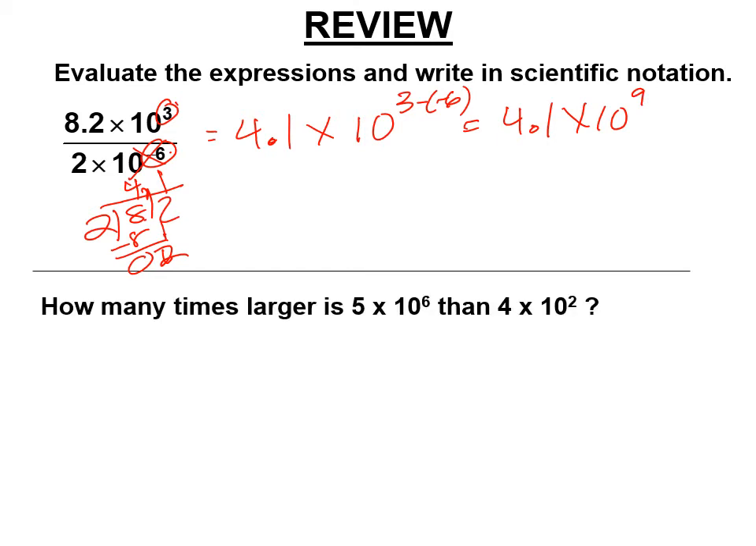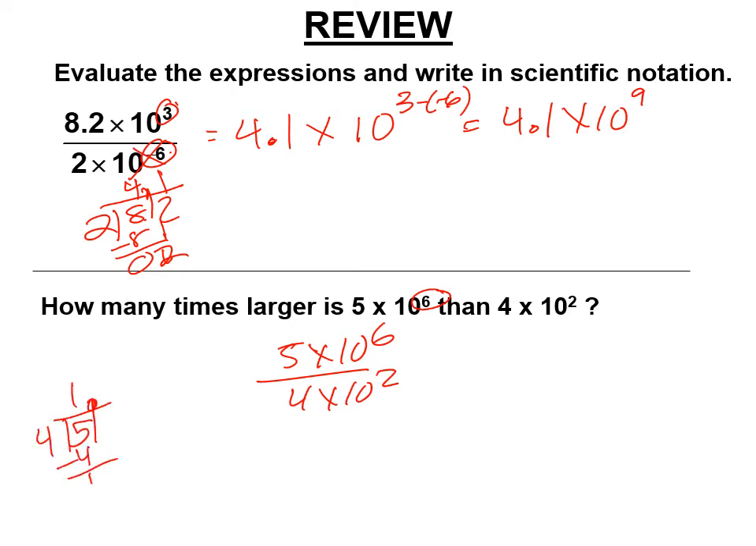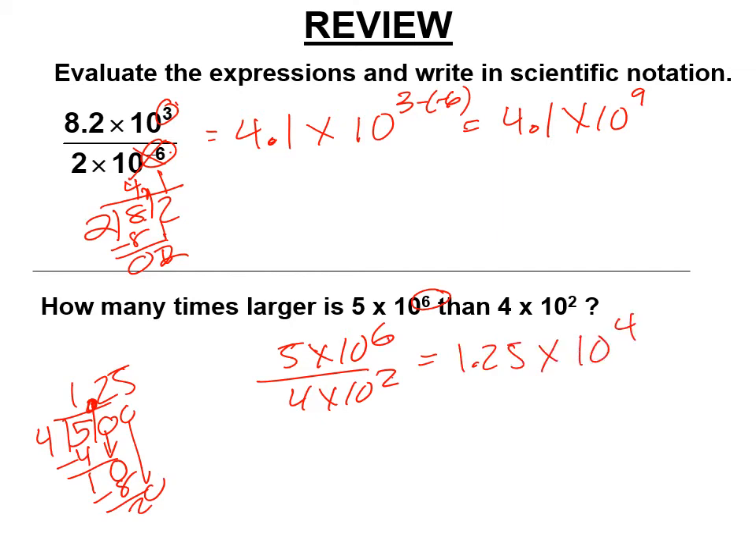How many times larger? All right. So the bigger one with the bigger exponent has to go up top. And so 5 divided by 4. 4 goes into 5 once. Decimal up, straight up, 0 down. And so it's 1.25, and then we subtract the exponents, 6 minus 2, 10 to the 4th. Okay.